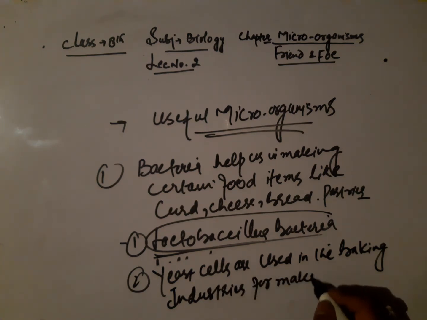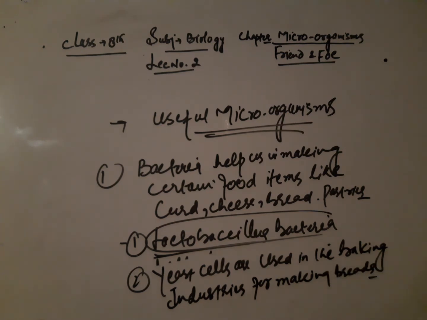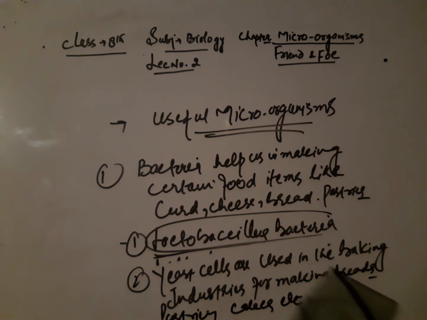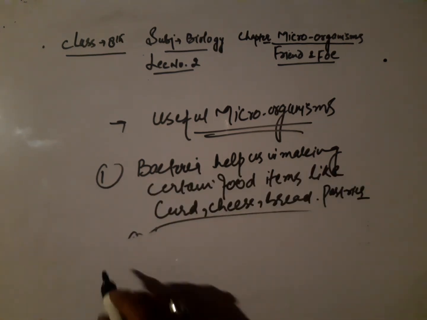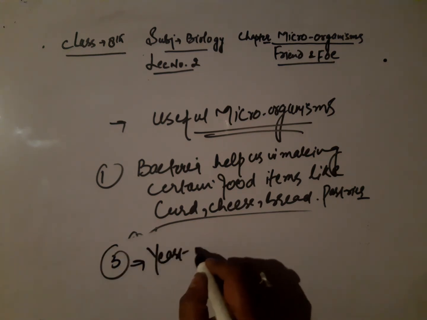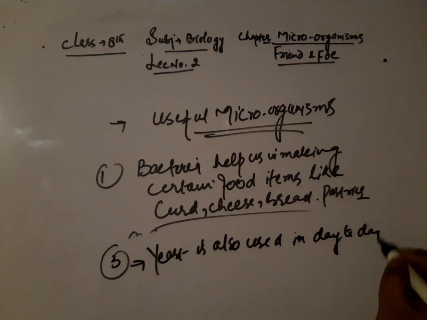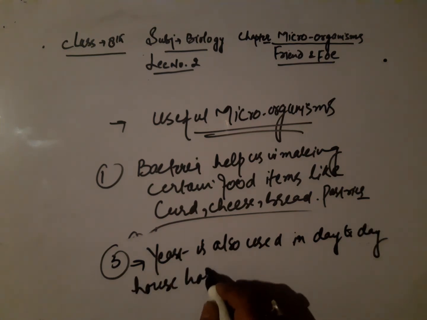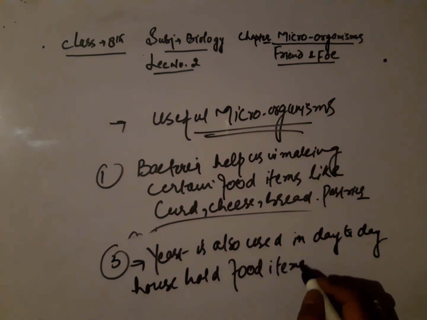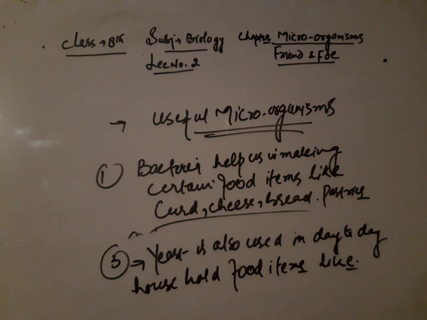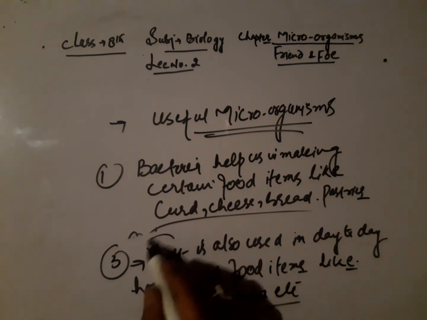For making breads, pastries, cakes, etc. Next important point, number third, yeast is also used in day-to-day household food items, like idlis, dosa, etc. These are South Indian dishes. They usually prefer to eat such dishes. So for that, yeast is used.